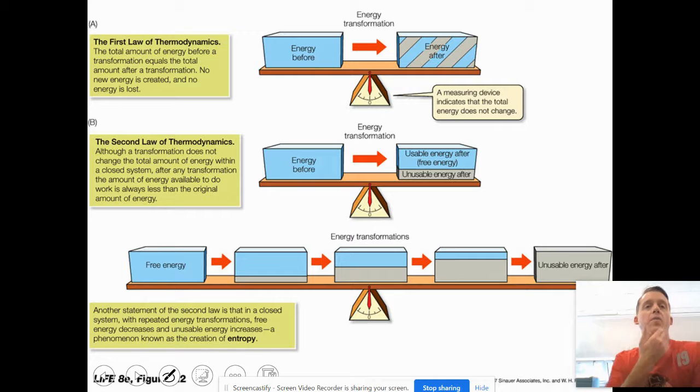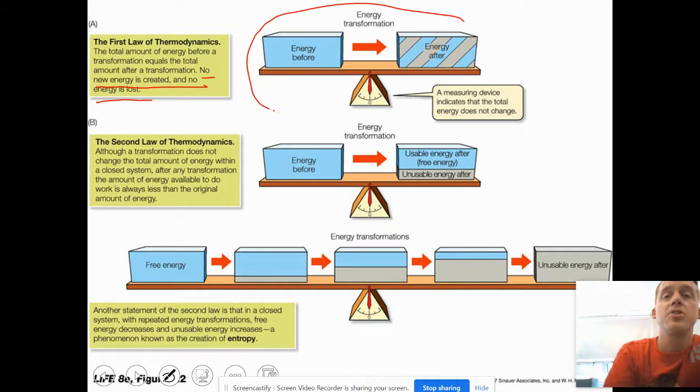The first law of thermodynamics states that the total amount of energy before a transformation equals the total amount of energy after a transformation. Here's the important point. No new energy is created and no energy is lost. We cannot make energy go away. We cannot invent new energy out of thin air. It can only be transformed.